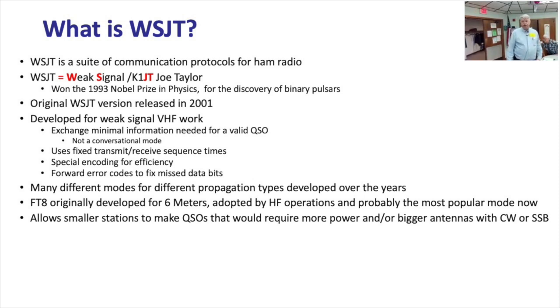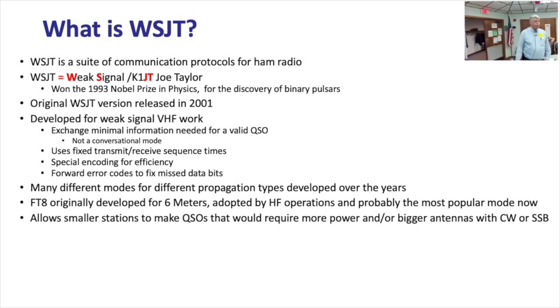So what is WSJT? Well, it's a suite of communication protocols for ham radio. It was developed by Joe Taylor, K1JT. He's a really sharp guy. He won a Nobel Prize for discovering binary pulsars. So he's big into radio astronomy. I think he's worked with NASA on communications with the deep space probes. And so he really understands the kinds of things that are required when you're trying to copy weak signals.